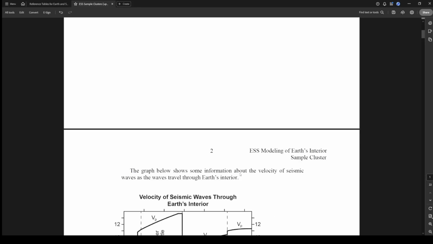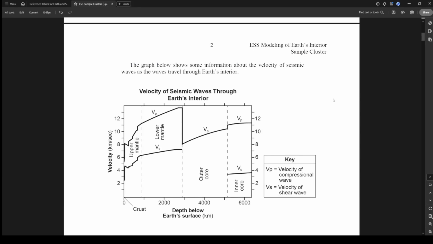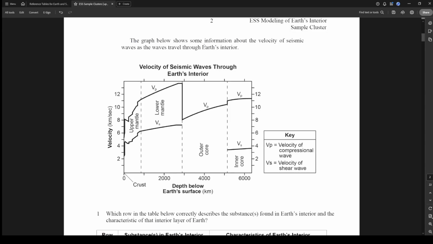Okay, great. Seems fine. All right, now this graph below shows some information about the velocity of seismic waves as waves travel through the Earth's interior. So velocity is the speed. So it's saying the speed based on this is changing. So you could see velocity right there. And here are our layers. So we have the crust being here. We have the upper mantle in that section here. So you can see the crust is very thin. Then you have the lower mantle, the outer core, and the inner core.